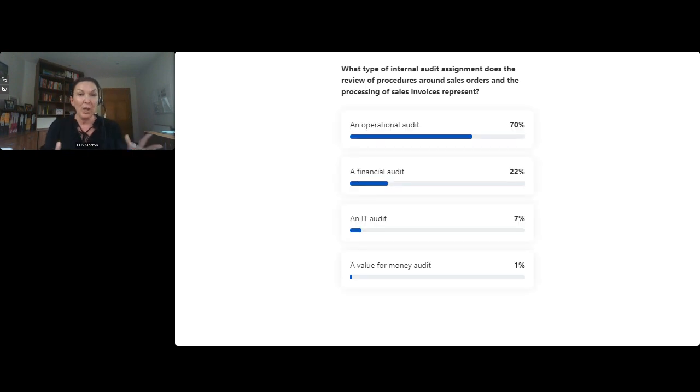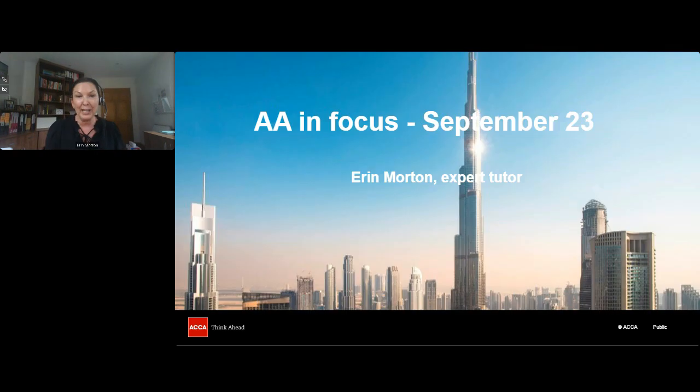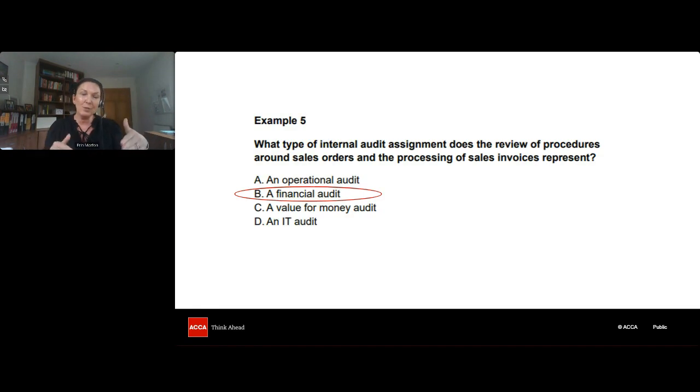Okay, so answers come in and we've got operational audit and financial audit as the main lead runners. The correct answer is it's a financial audit. The processes relating to orders and invoices all link to the financial reporting system, which is why it would be regarded as a financial audit. All of the others would not be relevant for that question. So, well done. Let's have a little move on then.